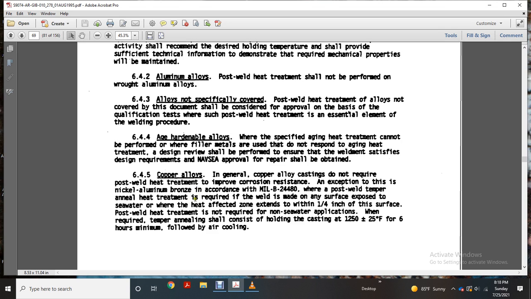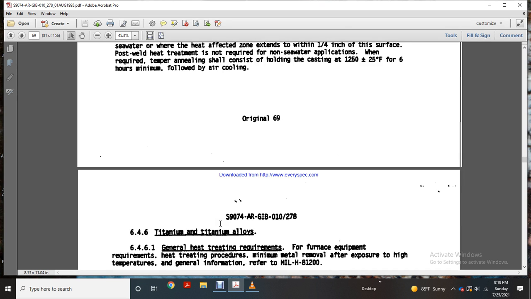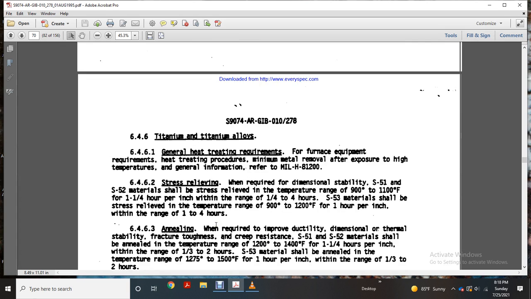Post-weld temperature annealing heat treatment is required when the weld is made with any surface exposed to sea water, where the heat affected zone extends to within 1/4 inch of the surface. The post-weld heat treatment is not required for non-sea water applications. When required, the temperature annealing shall consist of holding the cast to casting at 1250 plus or minus 25 degrees for a 6-hour minimum, followed by air cooling.